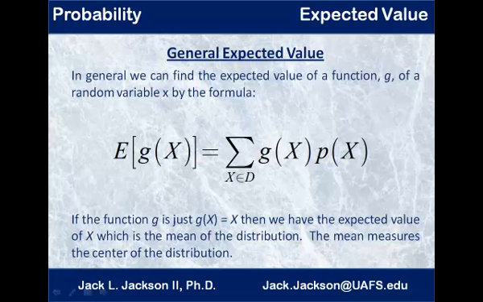Now, in general, we can find the expected value of any function of a random variable x by the formula. The expected value of this function of x is you take that function, g of x, times the probability of x, and then add those up over all x's in the domain of your probability density function. And of course, this p here is the PDF, the probability density function. So of course, if g of x is just the function g of x equals x, then this is just the expected value of x, which is the mean. And of course, the mean is going to measure the center of the distribution.